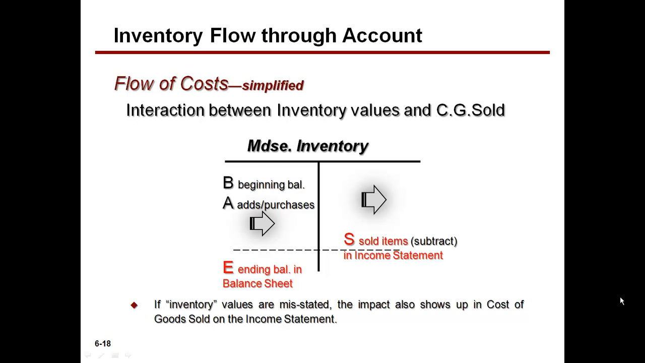This is just a graphic showing the same interaction we just discussed. Beginning balance in inventory plus all adds or purchases for a period of time form the pool on the left, B plus A. And at the end of the period, either it's still on hand in ending inventory or it's sold and classified as cost of goods sold on the income statement. Just to restate, if inventory values, either beginning or ending, are misstated, it's going to impact the cost of goods sold on the income statement.